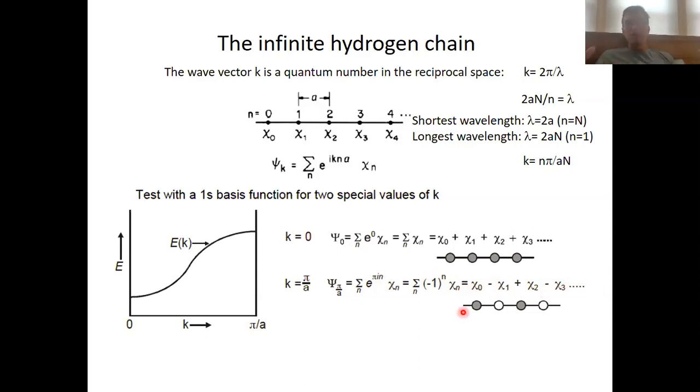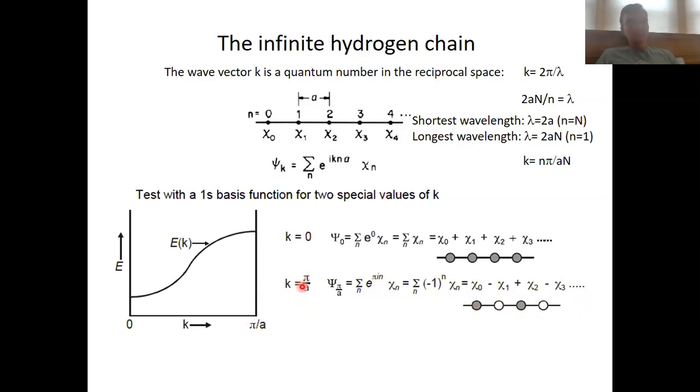Or if you visualize that, it will represent 1s orbitals with opposite algebraic sign. So chi 0 will have a positive algebraic sign, the 1s orbital for chi 1 will have a negative algebraic sign, the next one will be positive, the next one will be negative, and so forth. So you can easily see that this crystal orbital is the most antibonding crystal orbital possible, and we will find it at k equal to pi over a.